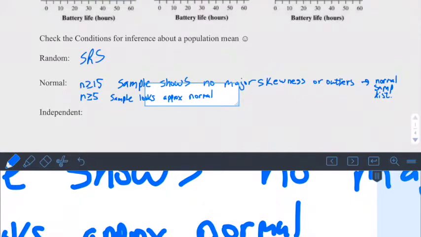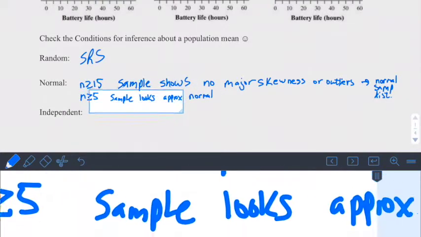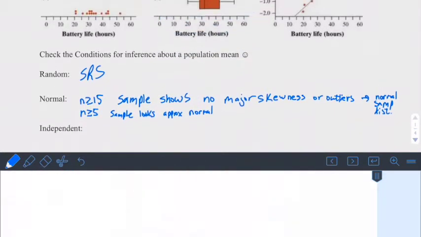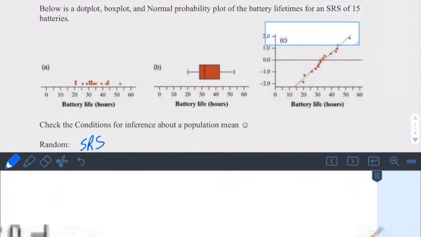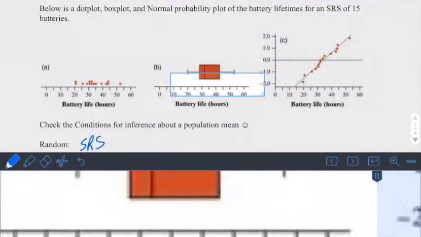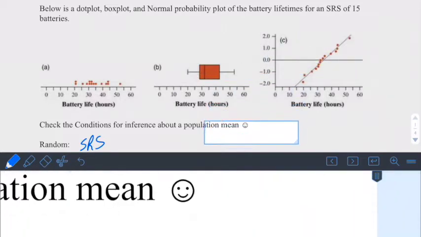Because we're using a t-test which isn't quite as precise as the z-test. So we can have a little bit of error with these sort of things. So if we look at ours, remember our sample is 15, and I don't see any major skewness or outliers, so we could use that data.